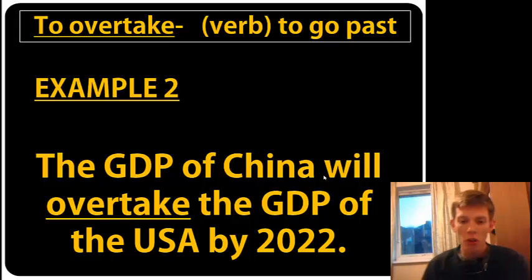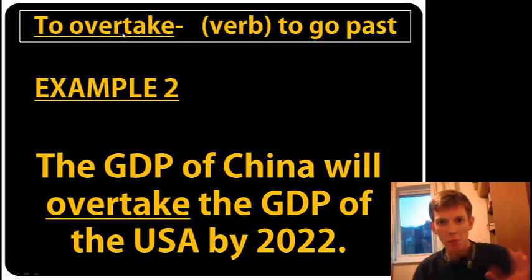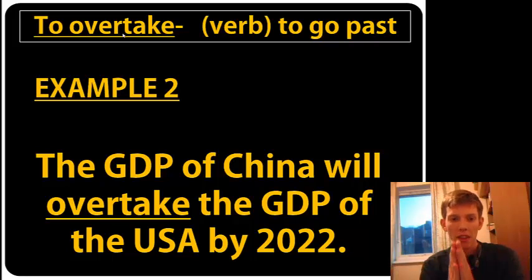There's just one thing to remember about overtake, and that's here. There's no space between over and take. They're together. So make sure you remember no space between over and take. Okay, so that's the first word.